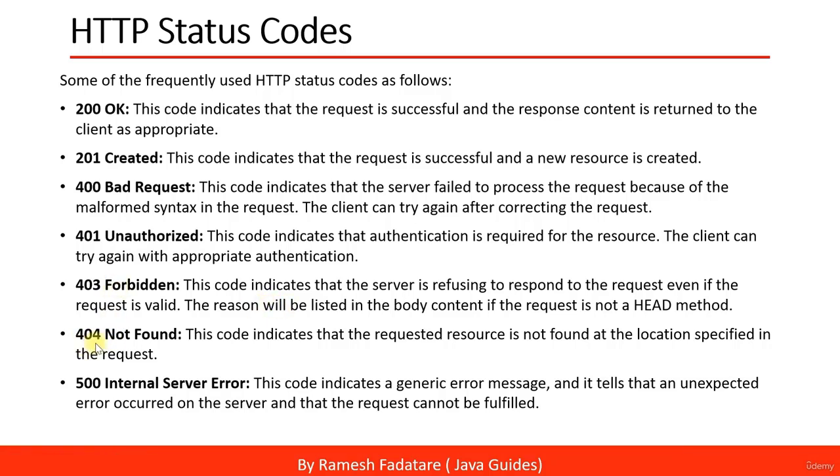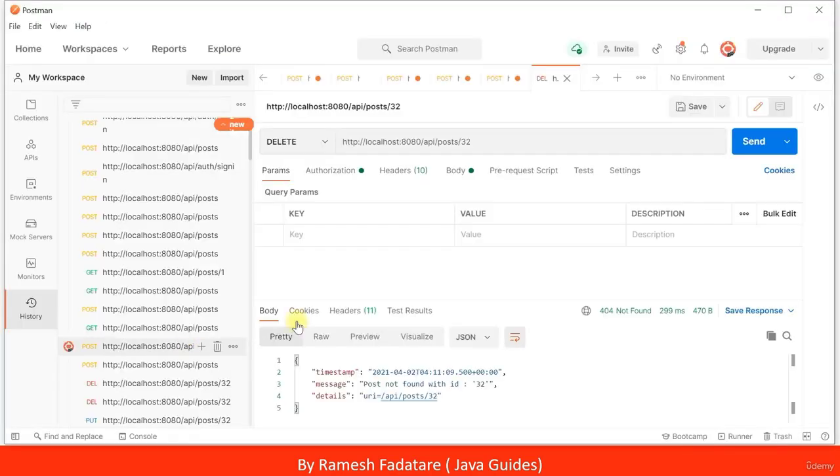Now let's take a look at the status code 404 not found. The 404 not found status code indicates that the requested resource is not found at the location specified in the request. Okay, let's understand the 404 not found status code with an example. Consider we are making a REST API call to delete a particular blog post with ID 32, and this blog post 32 does not exist in the database.